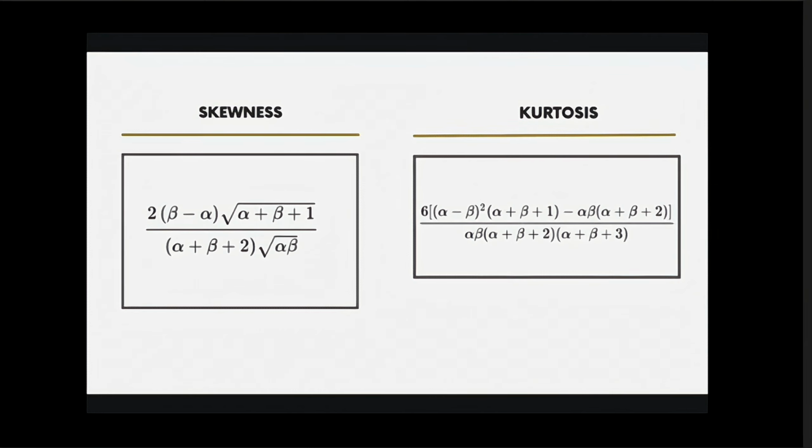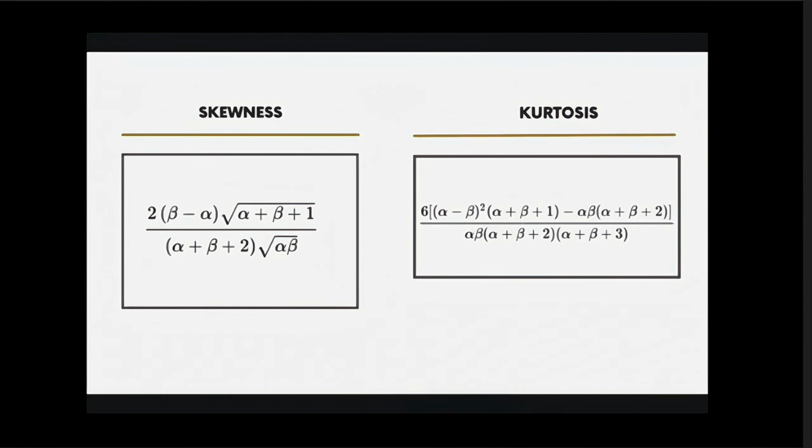Now the next ones are skewness and kurtosis. Skewness measures whether the distribution is skewed left or right. A right skewed beta distribution, for instance, indicates higher values of x. So the formula is 2 multiplied by beta minus alpha, times the square root of alpha plus beta plus 1, divided by alpha plus beta plus 2, multiplied by the square root of alpha times beta.